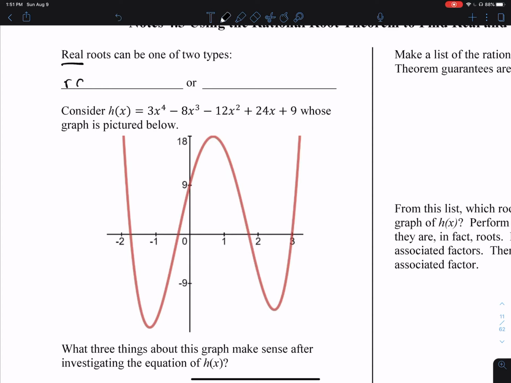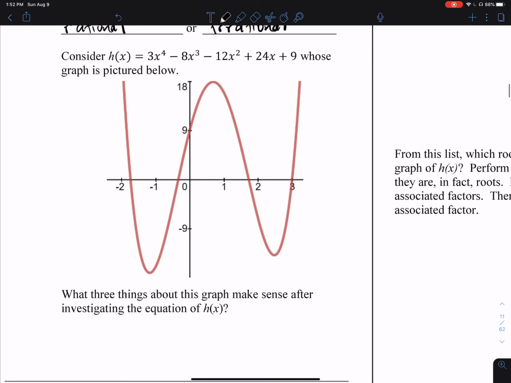They can be rational and they can be irrational. Rational roots, the rational root theorem helps us find directly. Irrational roots could be helped to be found using the rational root theorem indirectly.